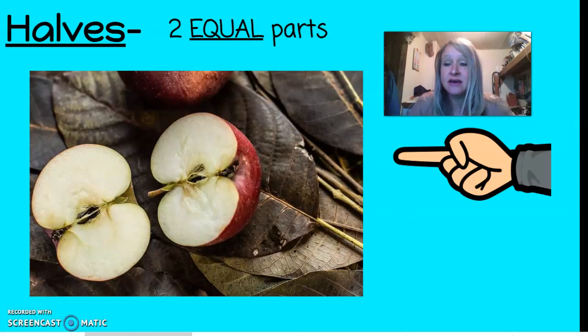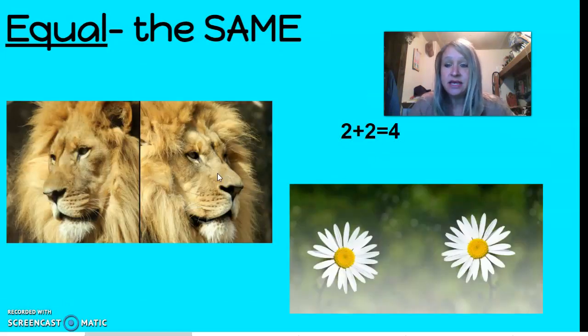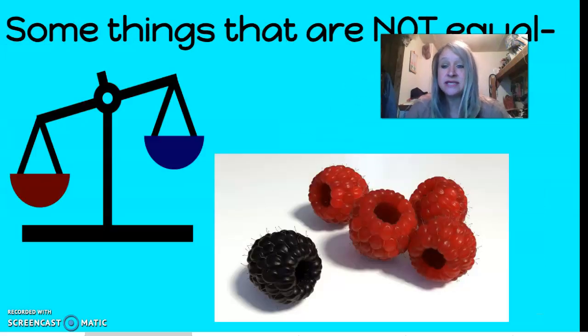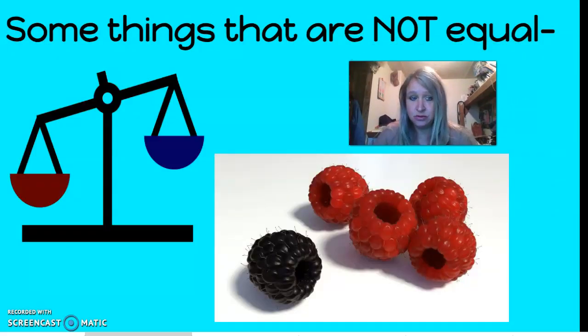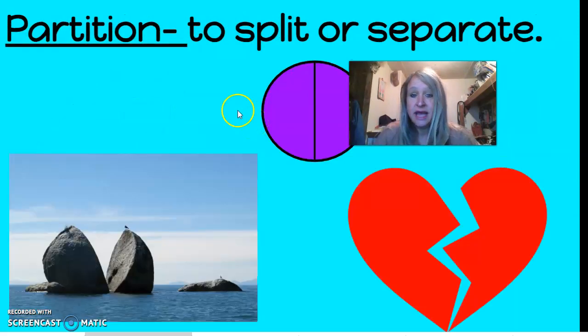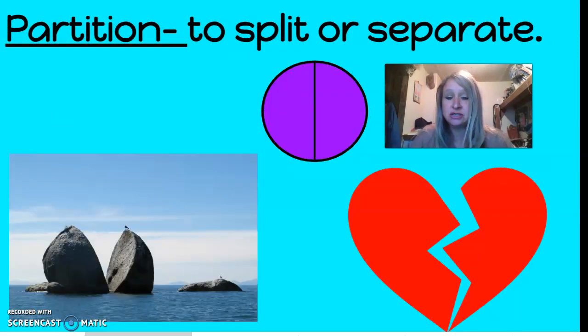Halves. Say halves. Halves means there are 2 equal parts. Equal. Say equal. Equal means the same. Here are some things that are not equal. And partition. Say partition. This means to split or separate.